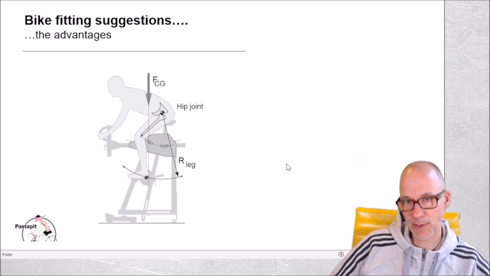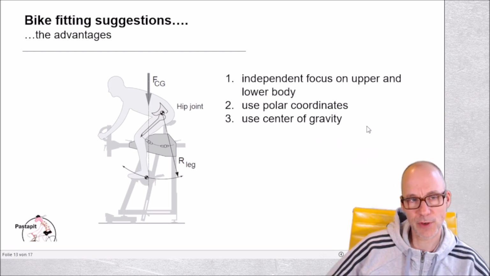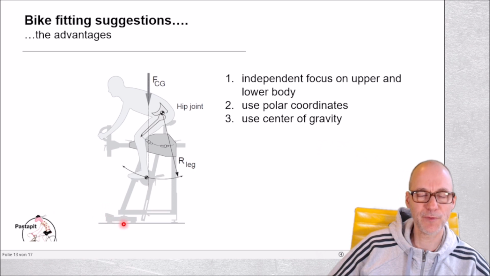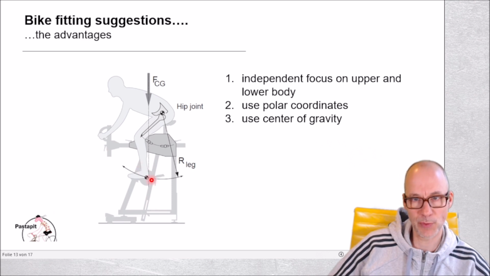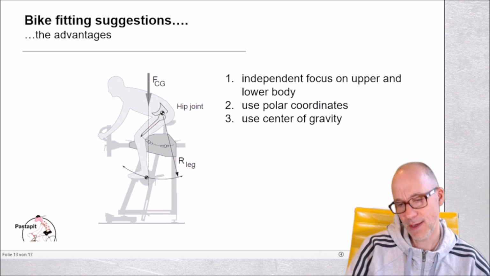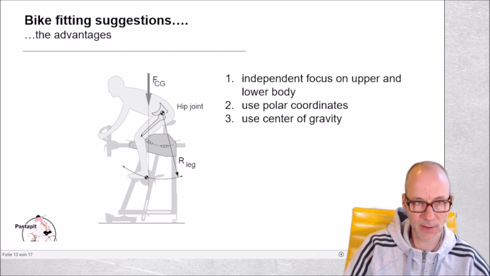And why it might be interesting to rotate around the hip joint: we saw this weight system, and with a weight system it's possible to figure out where your center of gravity is. That's really interesting. If you can figure out where the center of gravity is in relation to the bottom bracket, then of course you can use this as an indicator for a good positioning of your athlete.